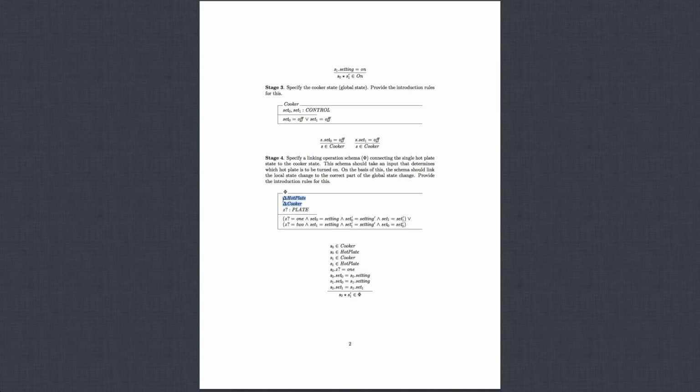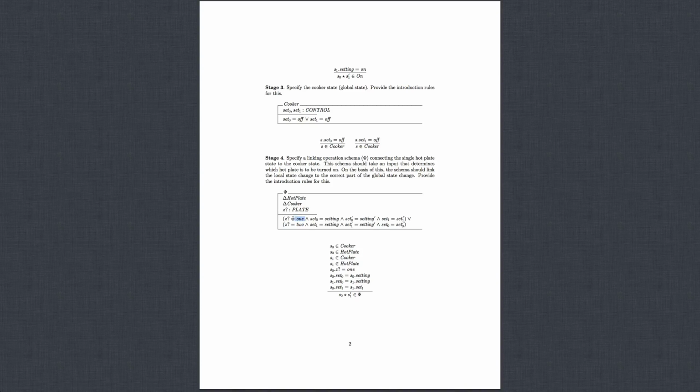And then we also have an input which tells us which of the 2 plates is involved. And plate is a new type, and plate has the value 1 or 2, which tells us which of the 2 plates we should have. The condition then for the linking schema is a disjunction that depends upon the input. So in one case, it's that Z query, the input, is 1, that hot plate, and in the other case, it's that Z query is 2, the other hot plate.